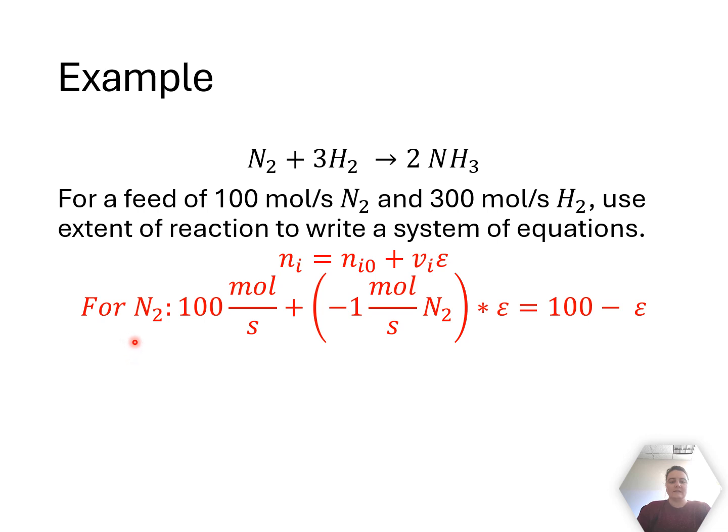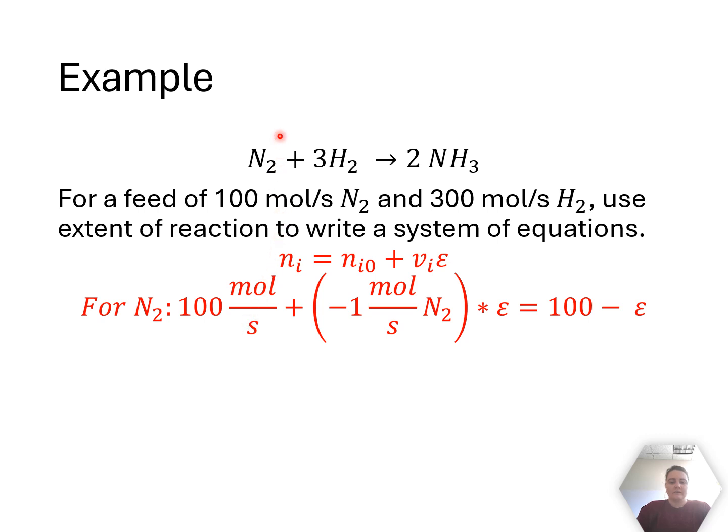So when we use extent of reaction, and I'm going to use this form of the equation right here, we do it on each species separately. So let's take an example of N2. The number of moles that start in the system, and these n's right here, before we go any further, these n's can be n dots, so that's important too. So the initial amount of N2 that we have is 100 moles per second in the system.